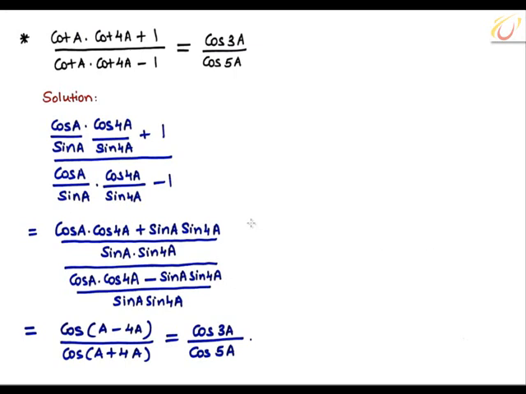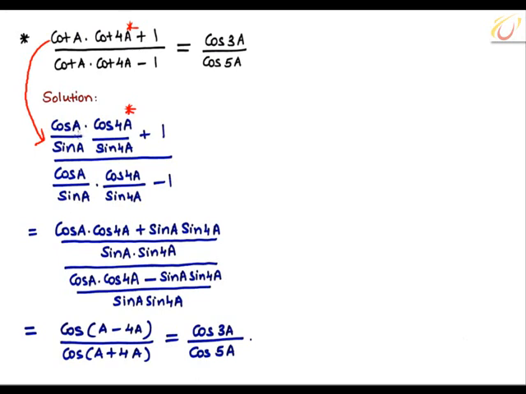Have a look at this sum. Cot A cot 4A plus 1 upon cot A cot 4A minus 1 is equal to cos 3A upon cos 5A. Again we use the same logic. On our LHS we have everything in cot. On our RHS we have everything in cos. So convert cot to cos. You can do that as cos A by sin A. So cot A becomes cos A by sin A. Cot 4A becomes cos 4A by sin 4A.